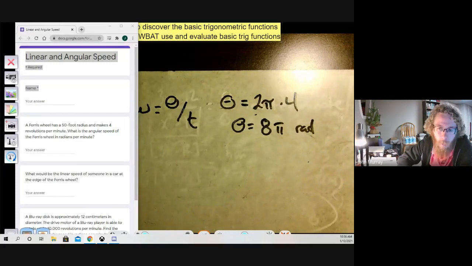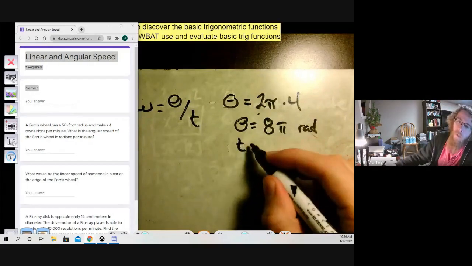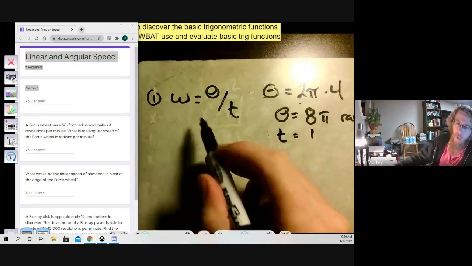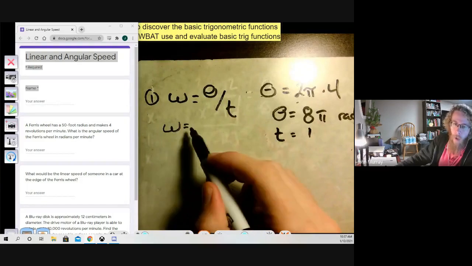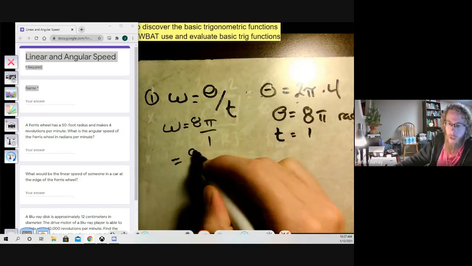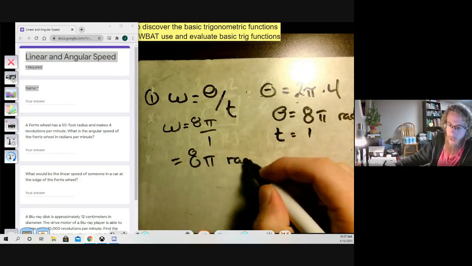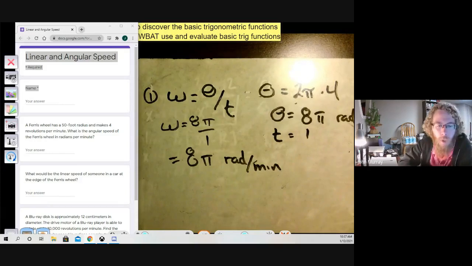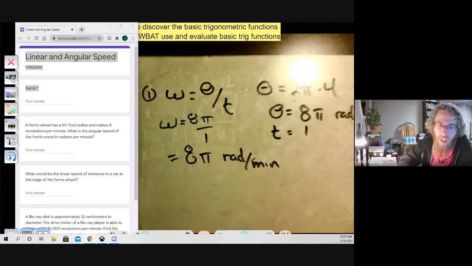The only unit of time that we're told is that it's 4 revolutions per minute. So t is going to be 1. So plugging in what we have, our angular velocity is 8 pi over 1. So we're going to have 8 pi radians per minute. Okay, so that one's pretty straightforward. As long as you find the angle, you're good.